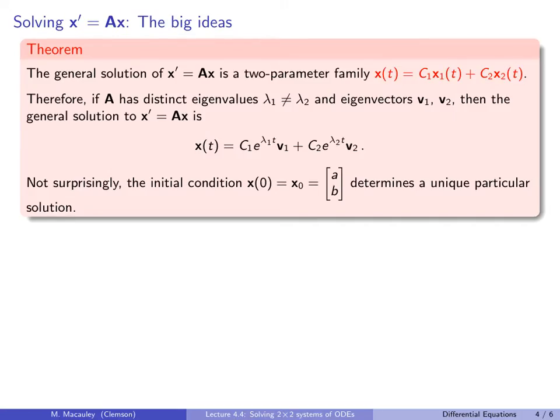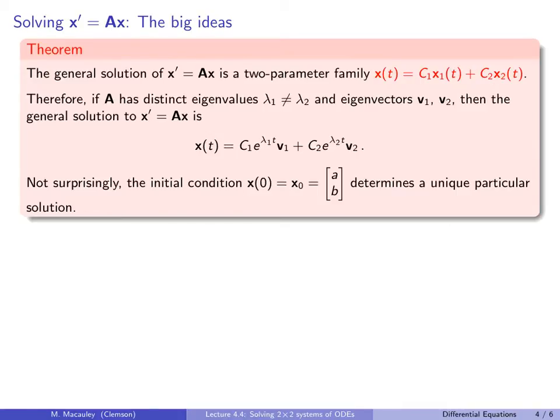So here's the big theorem, the big idea of this lecture. This first thing I'm not going to prove, I'm just going to state, but it shouldn't come as a surprise. The general solution of a 2x2 system of ODEs is a two-parameter family, C1 x1 plus C2 x2 always. And naturally, if this is a 3x3 system, then there'll be a three-parameter family, and so on.